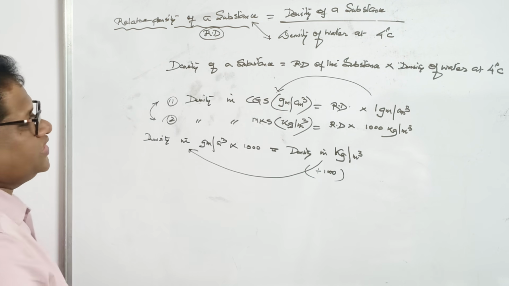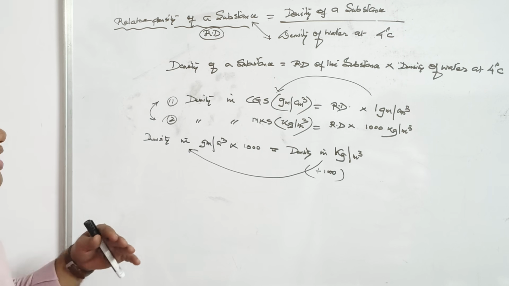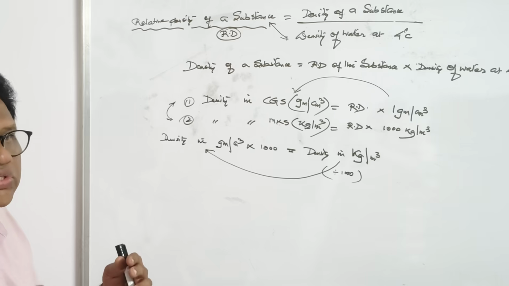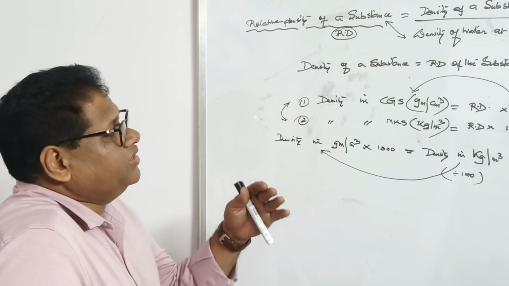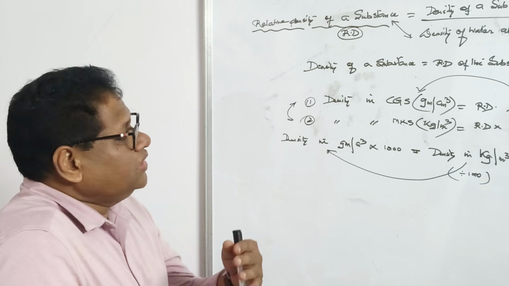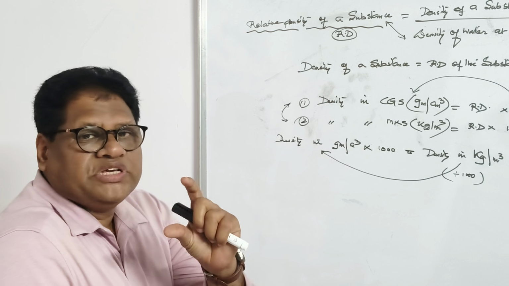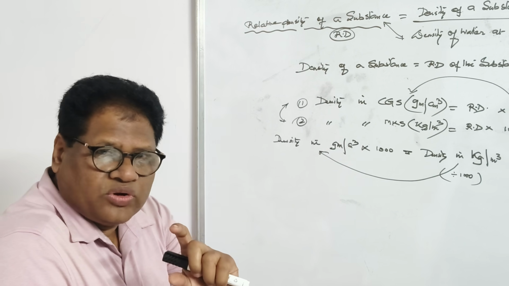Now we are going to discuss how to get the RD of a substance using a relative density bottle. So suppose you want to find the RD, relative density, of a liquid, then in that case we use a measuring bottle known as the relative density bottle.